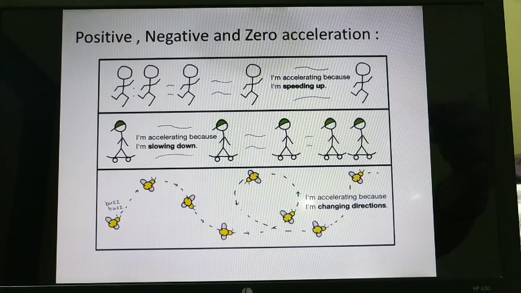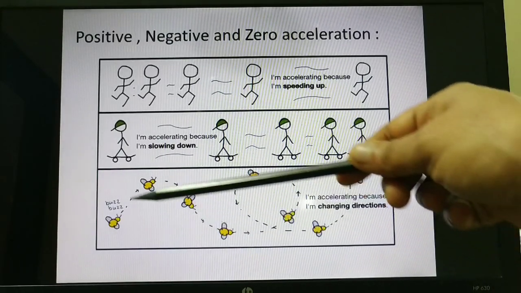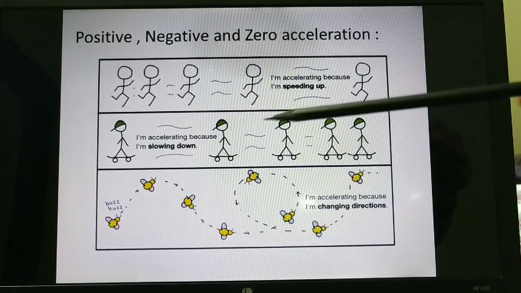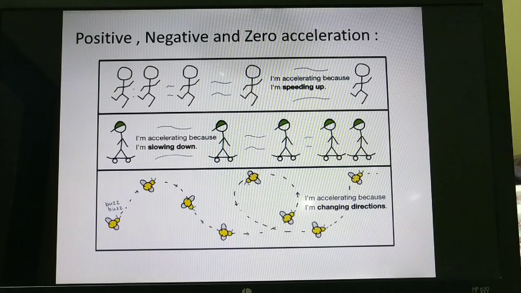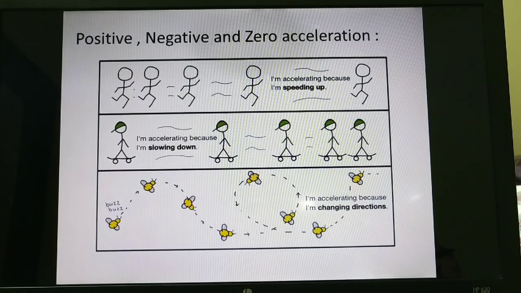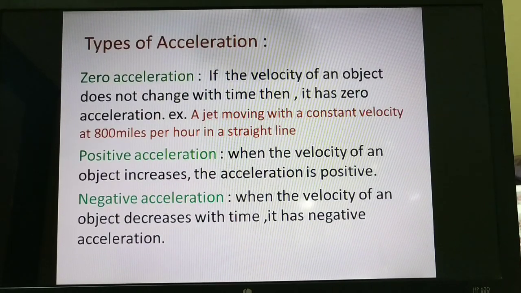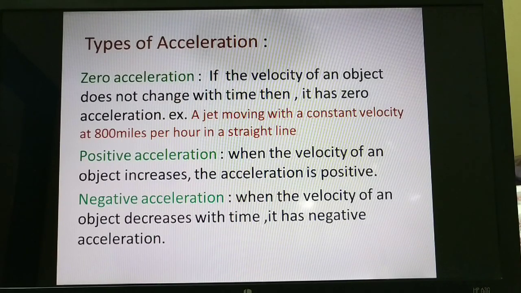When you are changing the direction, what will happen? The speed increases, decreases, increases, decreases. So that will become positive sometimes, sometimes negative. Refer to this picture again and again and recall. So we have studied types of acceleration through that picture. Now let's define it.